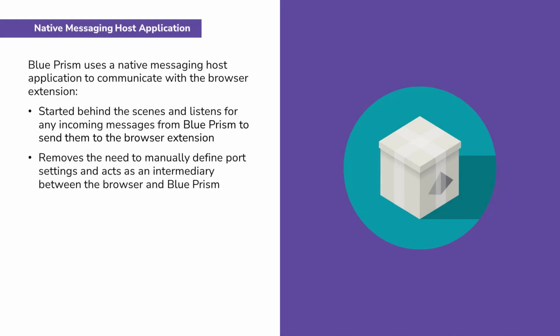Blue Prism uses a native messaging host application to communicate with the browser extension. A native messaging host application is started behind the scenes when a browser is launched from Blue Prism and then listens for any incoming messages from Blue Prism to send them to the browser extension. Native messaging host removes the need to manually define port settings and acts as an intermediary between the browser and Blue Prism.